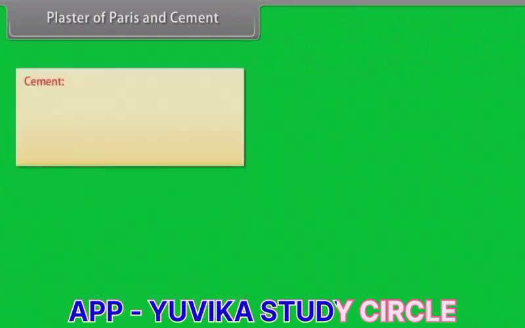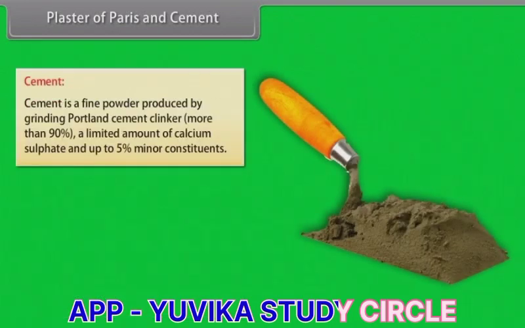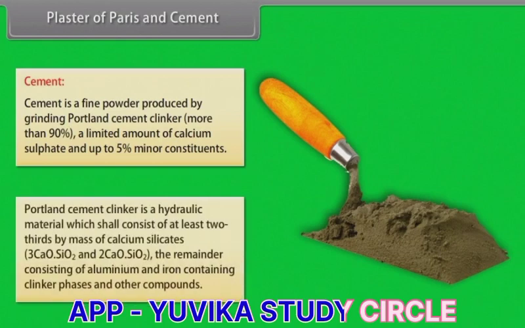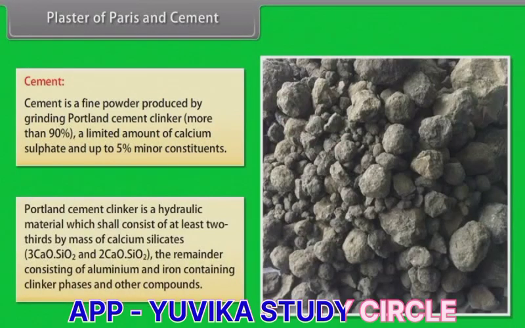Cement. Cement is a fine powder produced by grinding Portland cement clinker, more than 90%, a limited amount of calcium sulfate, and up to 5% minor constituents. Portland cement clinker is a hydraulic material which shall consist of at least 2/3 by mass of calcium silicates, the remainder consisting of aluminium and iron-containing clinker phases and other compounds.